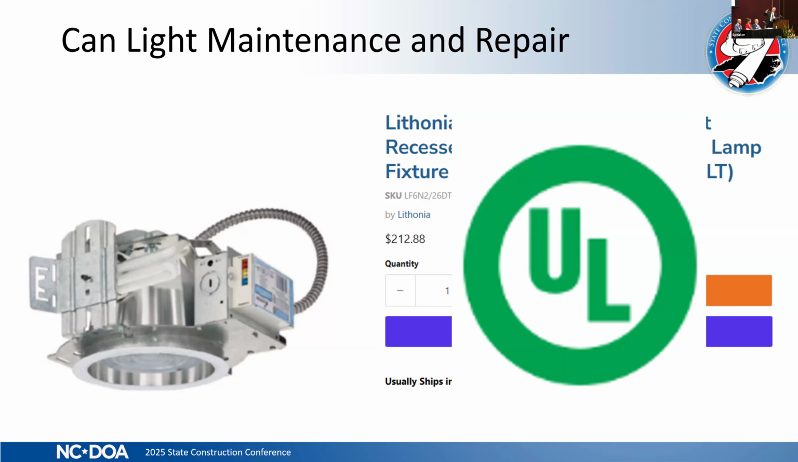This is bringing up a picture of a UL fixture. This is a fluorescent fixture. We don't use fluorescents that much anymore. Everybody's going to LED. But I'm going to show you the fluorescent so that you'll know why things are going wrong with LEDs now. You may have heard there's some problems with our LED fixtures.